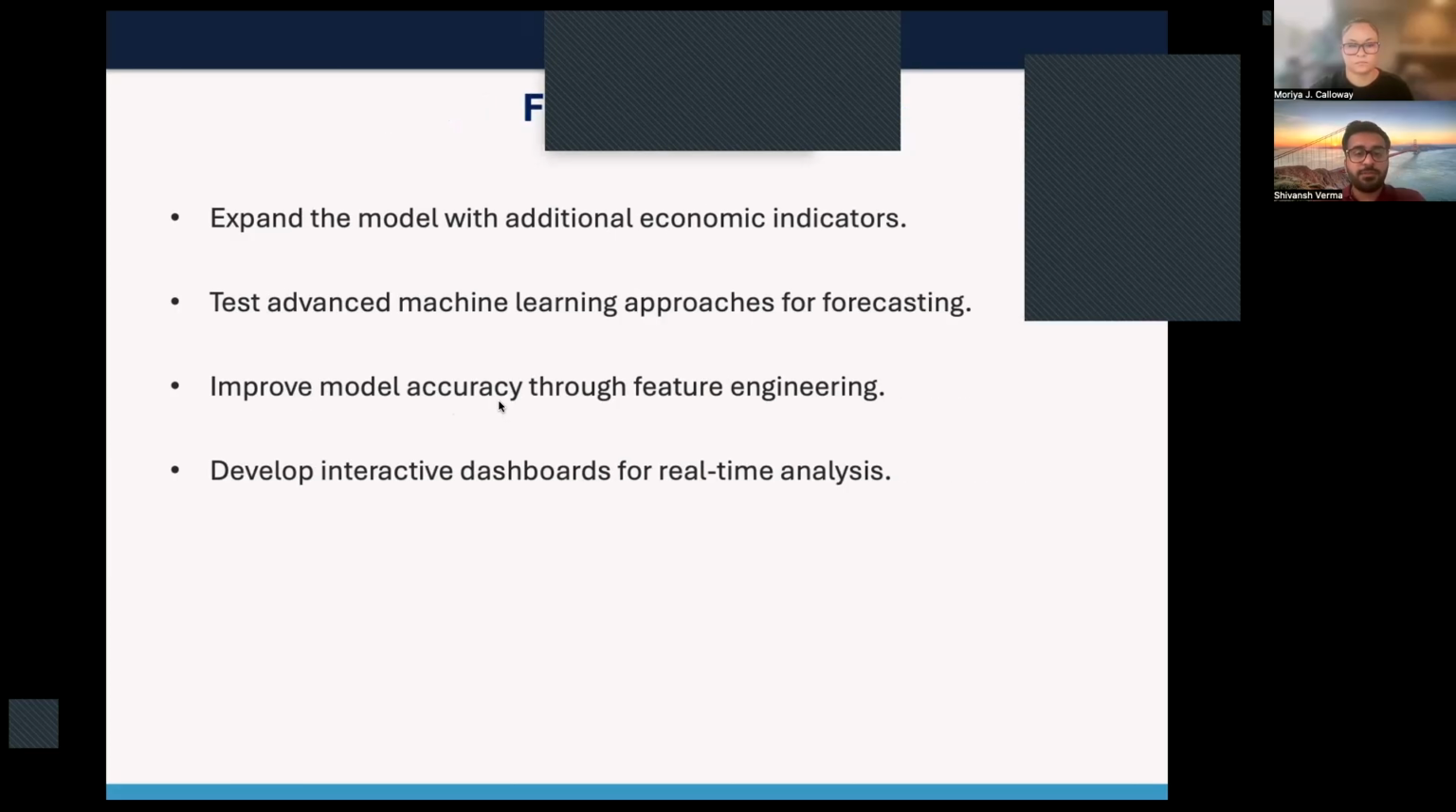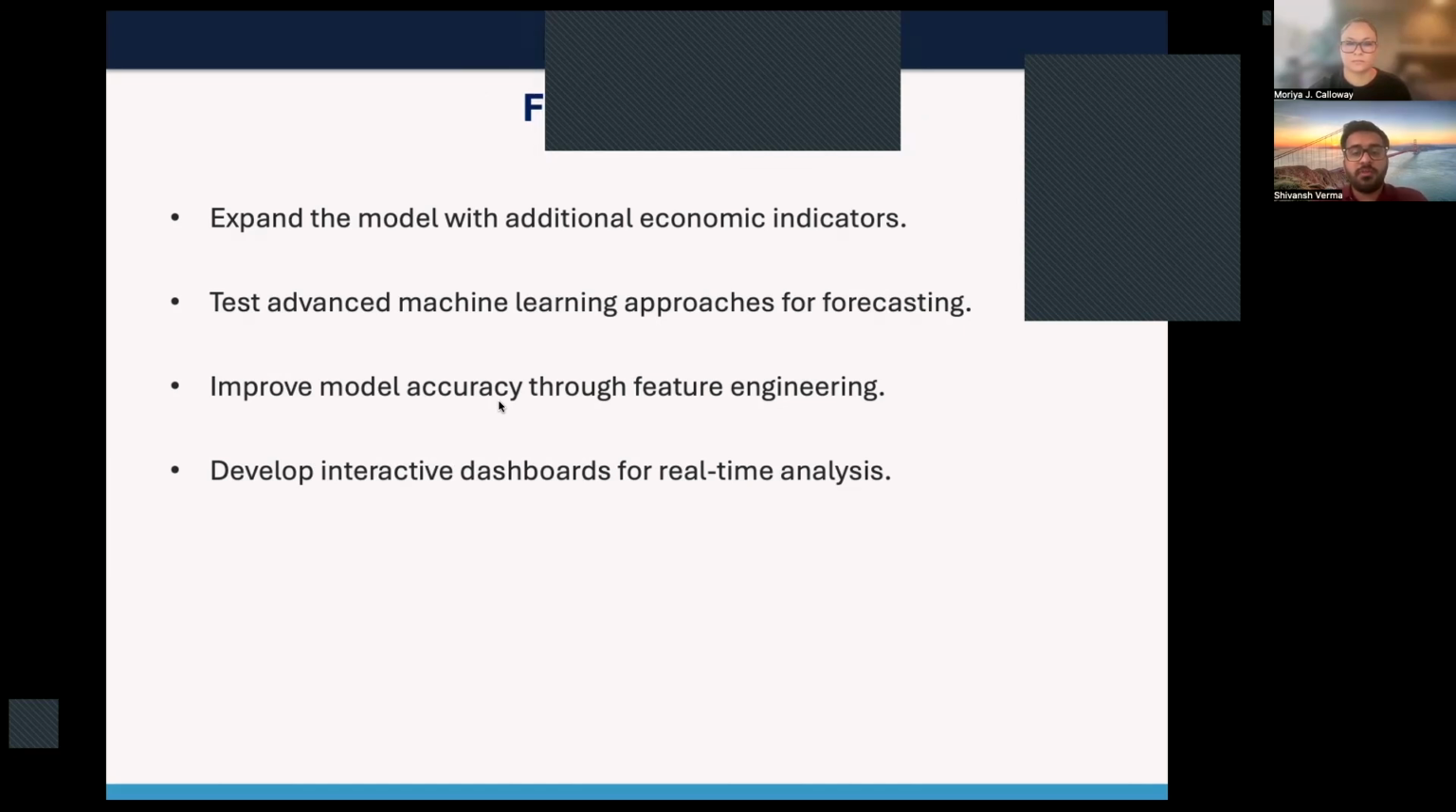So what's the future work? We are satisfied with what this model achieves, but we are clear-eyed about where it can go further. There are four main directions. First, non-linear models, gradient boosting such as XGBoost, to capture the regime-dependent relationships that OLS misses, especially at the zero lower bound.